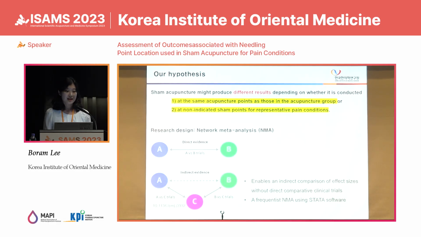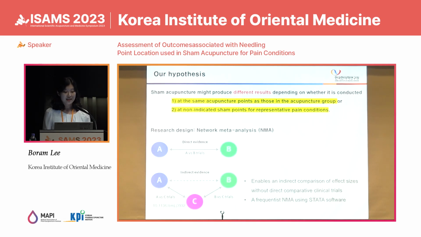Therefore, we hypothesized that sham acupuncture might produce different results depending on whether it is conducted at the same acupuncture point as those in the acupuncture group, or at non-indicated sham points for representative pain conditions. As far as we know, there were no direct comparative clinical trials comparing sham acupuncture at verum point and sham acupuncture at sham point. Therefore, we adopted a network meta-analysis as a research design, which enables an indirect comparison of effect size without direct comparative clinical trials.